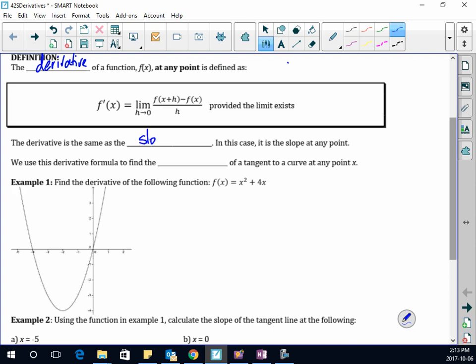Okay, so the derivative is the same as slope. In this case, it's the slope at any point. We use the derivative formula to find the slope of a tangent to a curve at any point x. So we need to find the derivative.